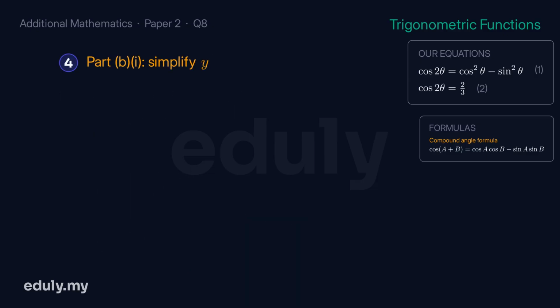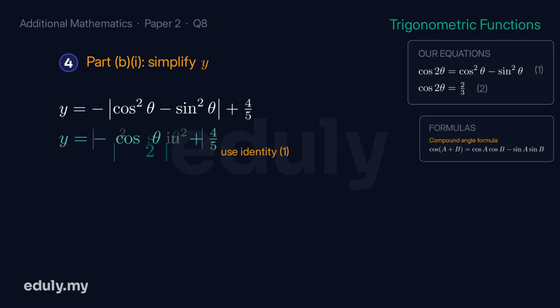Step 4. On to the graph. First, simplify the function with the same identity. Here's the function. Inside the bars sits our identity again, so it becomes minus the modulus of cosine of 2 theta, plus 4/5.